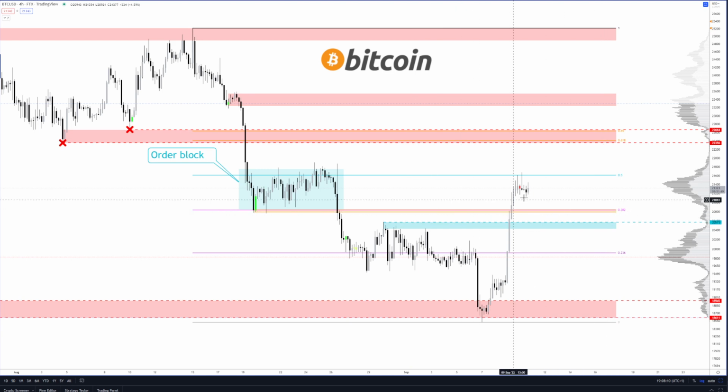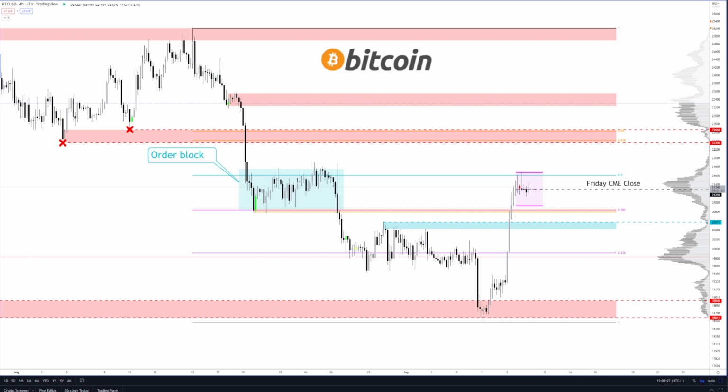If this 382 here doesn't hold, this sort of orangey box here, I think then we'll see this blue area here tested. This is key. If it does break below this, then I think we'll probably find that it goes down and tests the lows again.